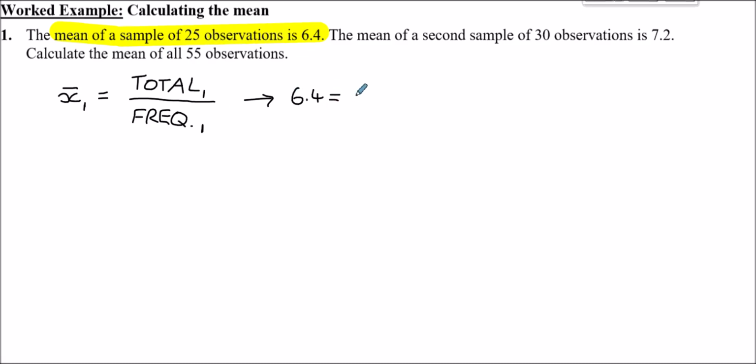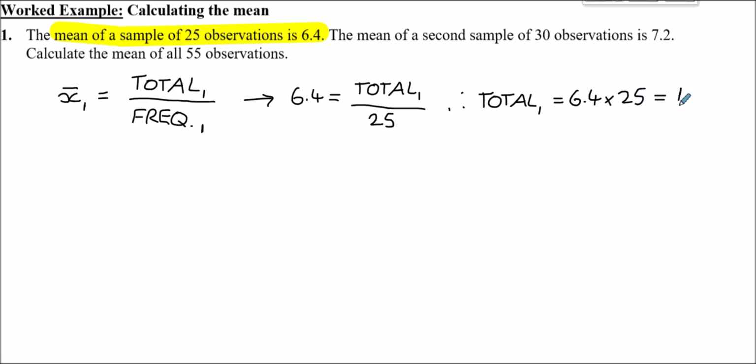We're not told the total, so we leave this as total 1. However, we are told that we have 25 observations. So the frequency for this first group is 25. So therefore the total for group 1, if we just rearrange this, we'd have 6.4 multiplied by 25, which gives us 160. So that's for the first group.